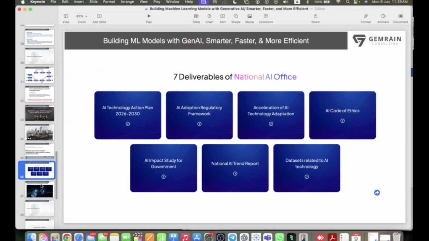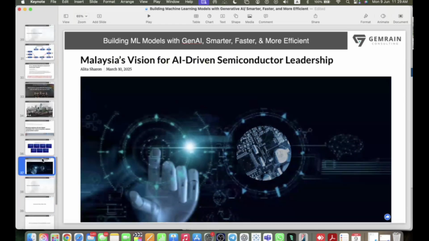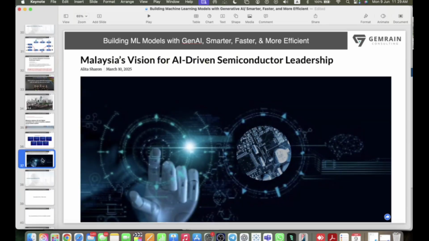I think you have noticed also the National Artificial Intelligence Office. And I think AI is going to be the lead of the data-driven approach for the semiconductor industry in Malaysia, as Malaysia is well known for the semiconductor industry.